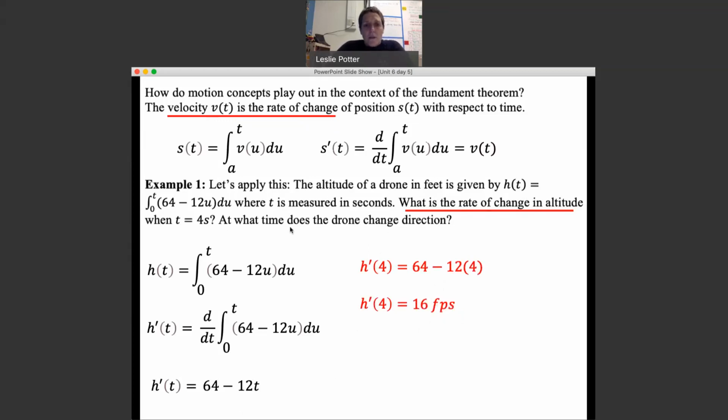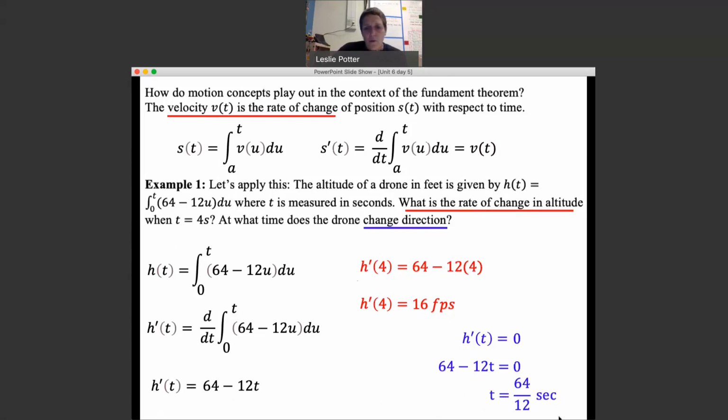The second question is, at what time does the drone change direction? A change in direction means we have a rate of change of 0. If we're going from going up to coming down, our velocity changes from positive to negative, and if we're going from positive to negative, we pass through 0. So we set our rate of change, 64 minus 12t, equal to 0 and solve for t. Moving the 12t to the other side and dividing by 12, we get a time of 64/12 seconds. You don't need to reduce that if you don't want to.